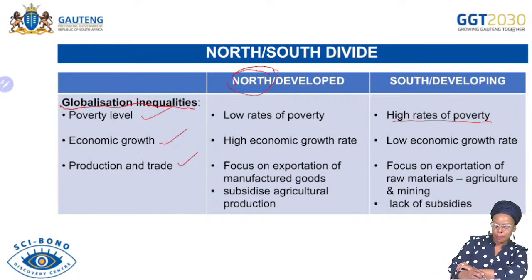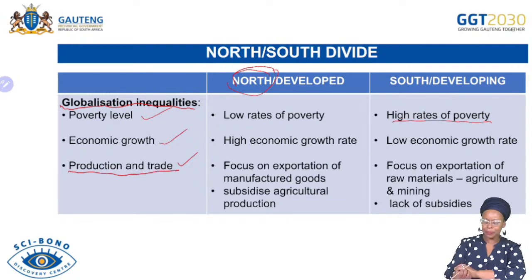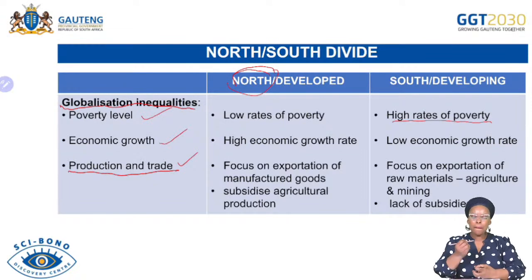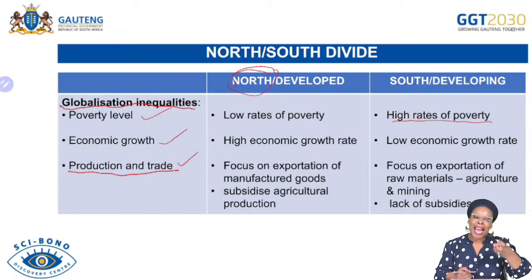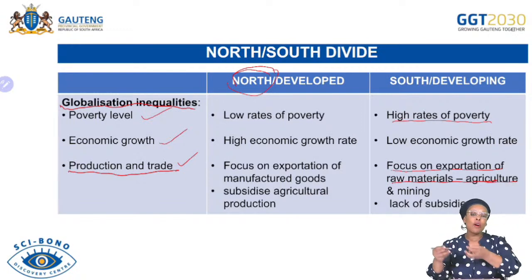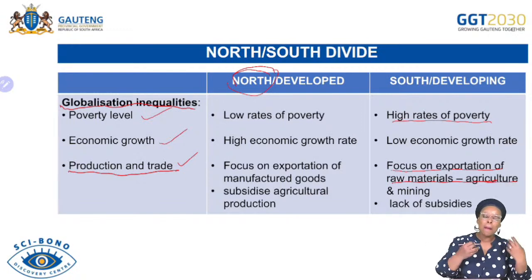So let's look at production and trade. Countries from the north rely on manufacturing. They process raw materials into final goods. They export final products. Whereas when you look at countries from the south, they rely more on the primary sector. They rely more on raw material. They export raw materials from agriculture and from mining.